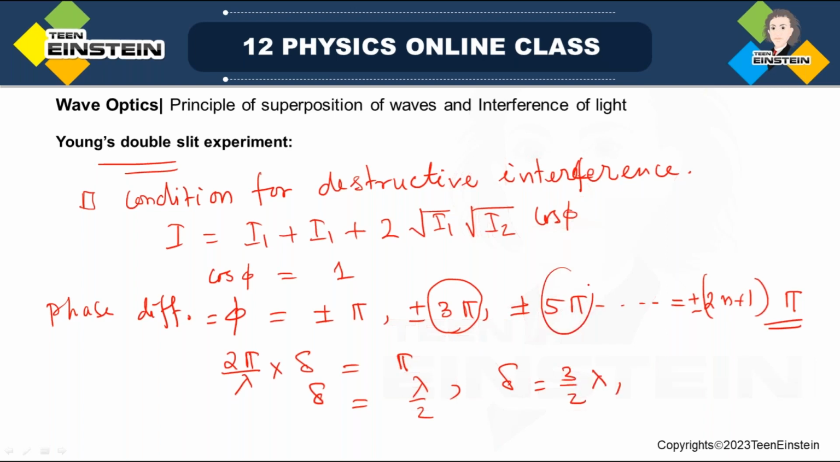For this one, delta will be 5 by 2 lambda, right? So like that, see here, the destructive interference will happen when the path difference is half integral of the lambda, okay, wavelength. Lambda is the wavelength of the wave. Hence, the resultant intensity at any point will be minimum when the phase difference between the superposing waves is an odd multiple of pi, or the path difference is an odd multiple of lambda by 2.